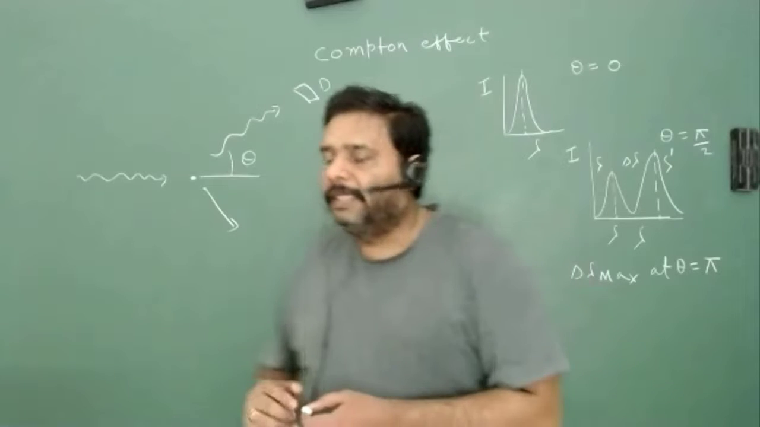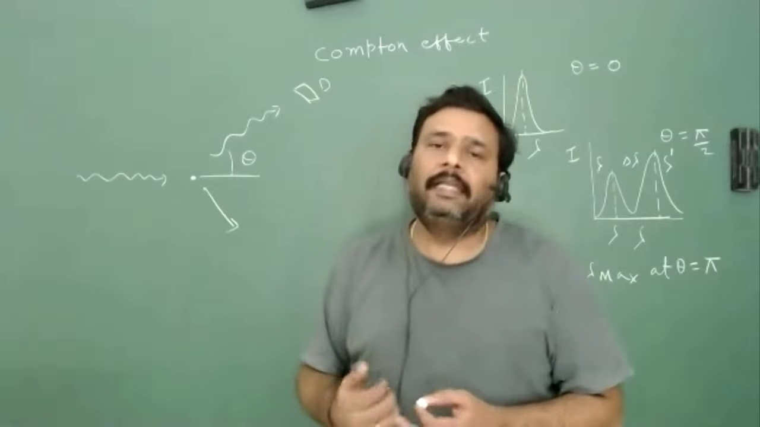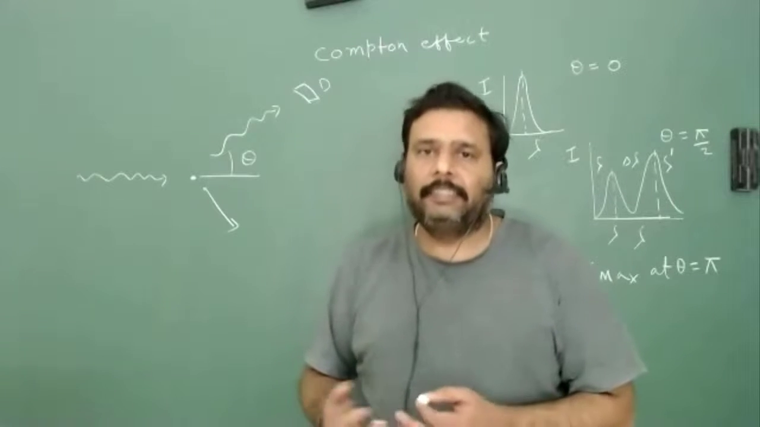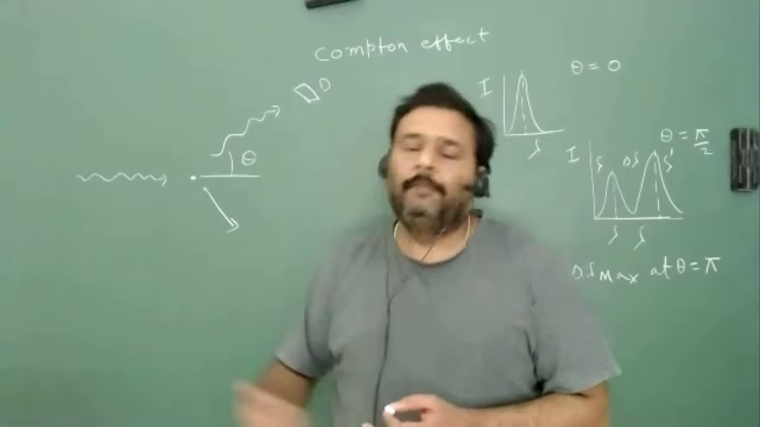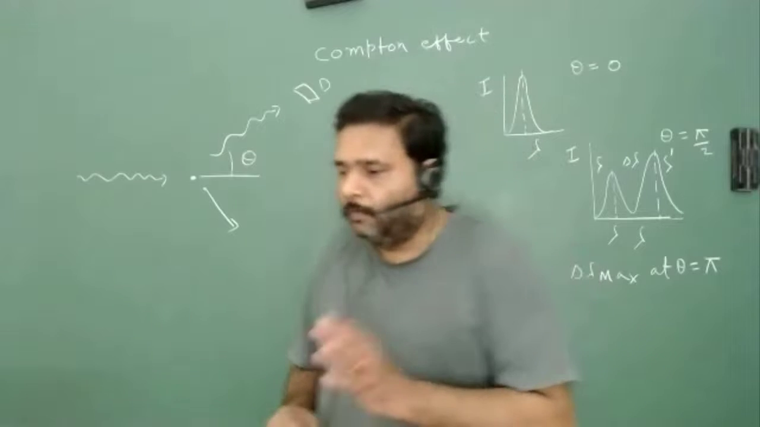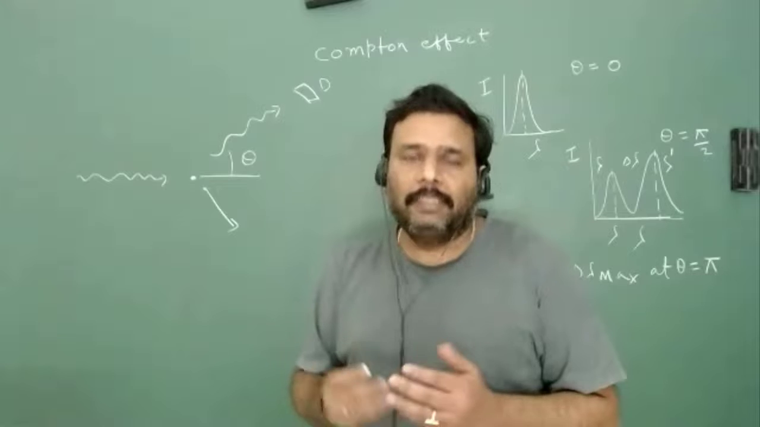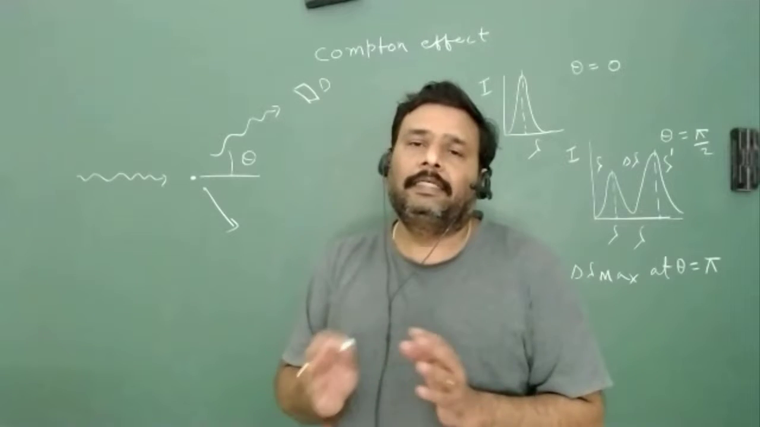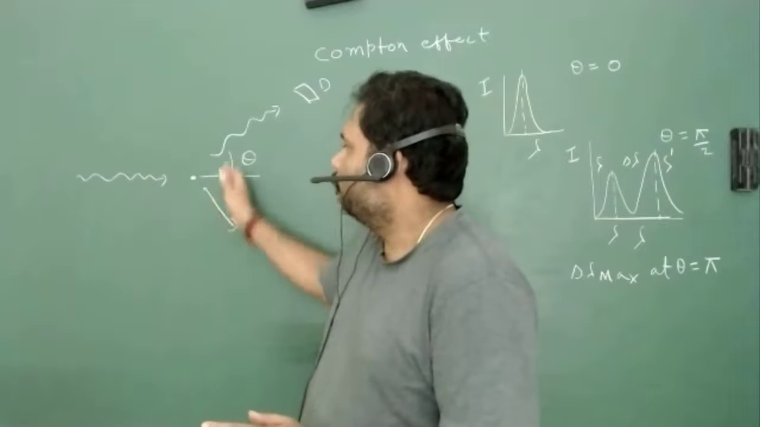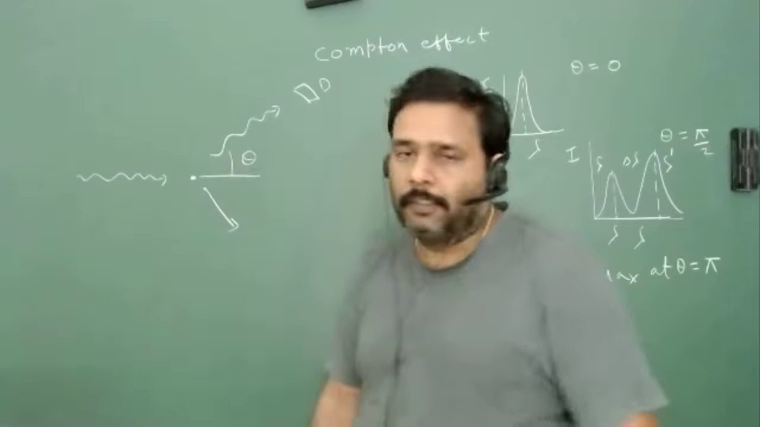This can be explained by the theory that light is a particle, and its energy depends on frequency or wavelength. If it is a particle, then it must behave like a particle, just like in a collision problem. So this whole concept will be like a collision problem.